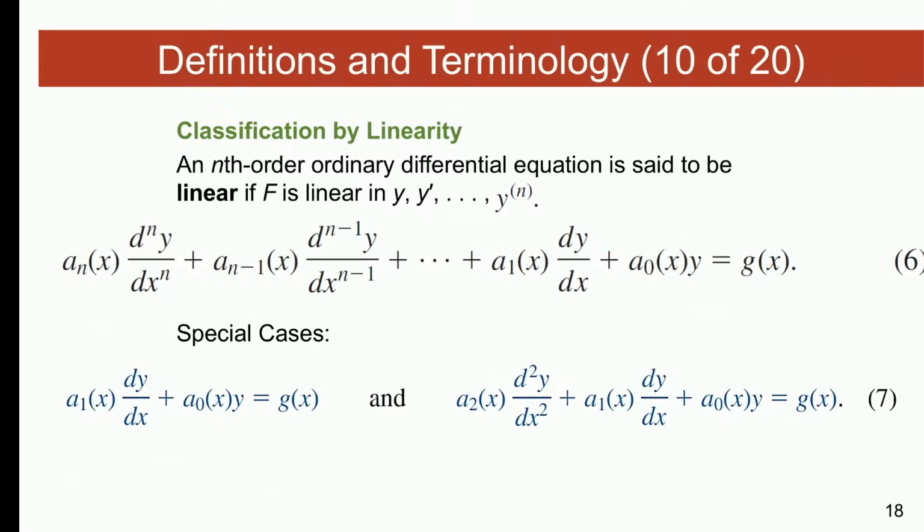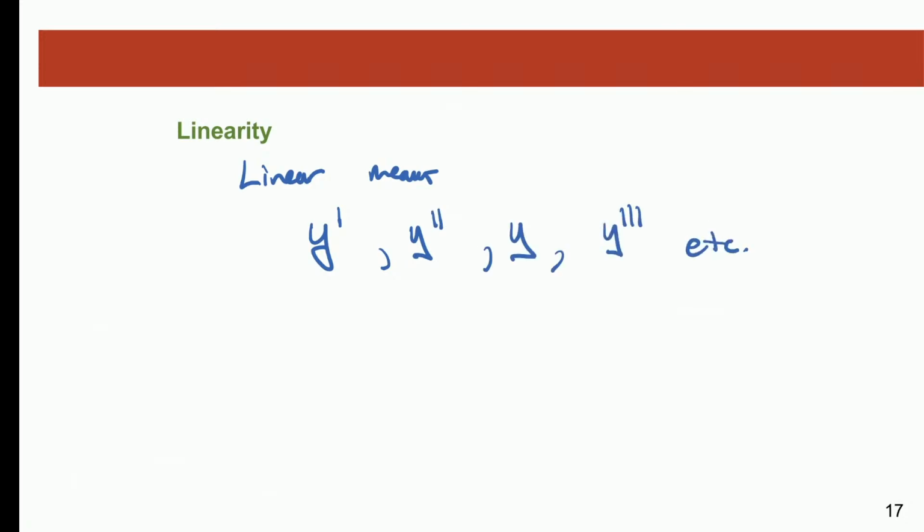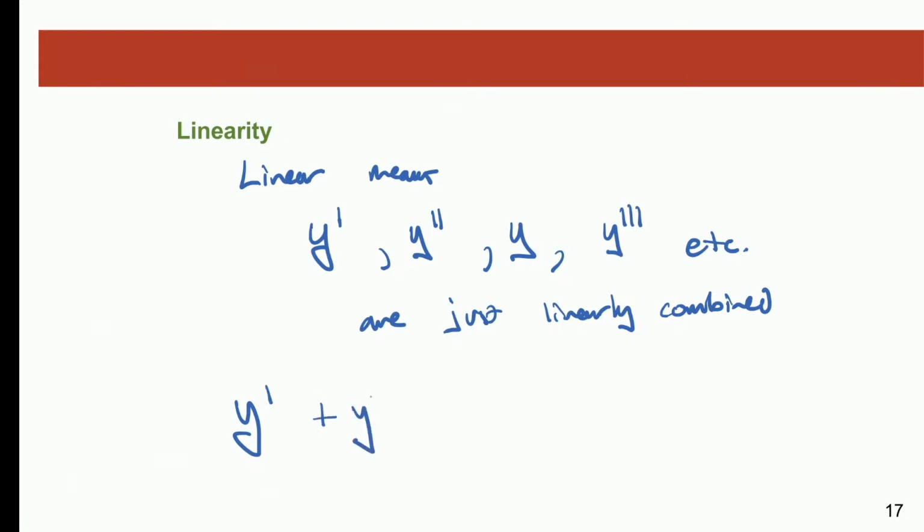So linearity, the easiest way to look at this is to think in terms of the function and its derivatives. Linear means y prime, y double prime, y triple prime, etc. are just linearly combined. So here, y prime plus y double prime plus y triple prime is equal to y.